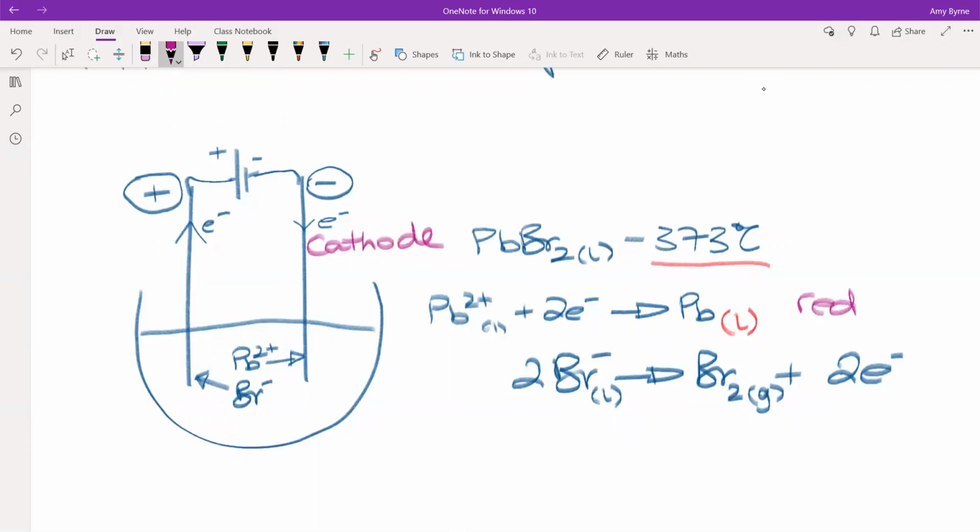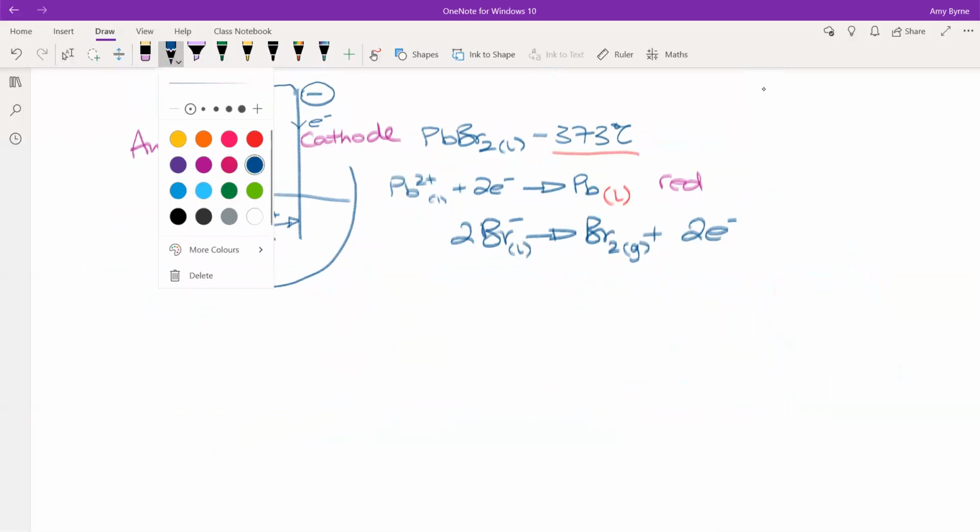Now remember, cathode is talking about the actual electrode, the thing that is carrying the electricity, not the reaction itself. The cathode is the place where reduction happens. The anode is the place where oxidation happens. Okay, let's work through another one of these.